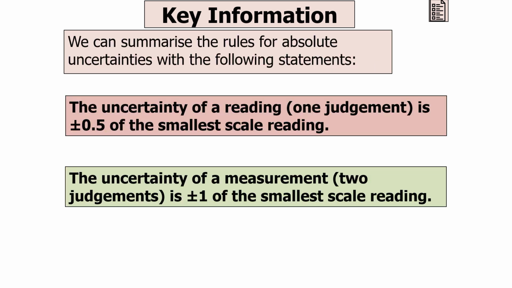So we can summarize the rules for absolute uncertainties with the following statements. The uncertainty of a reading, which is one judgment, is half of the smallest scale reading, whilst the uncertainty of a measurement, which is two judgments, is plus or minus 1 of the smallest scale reading.